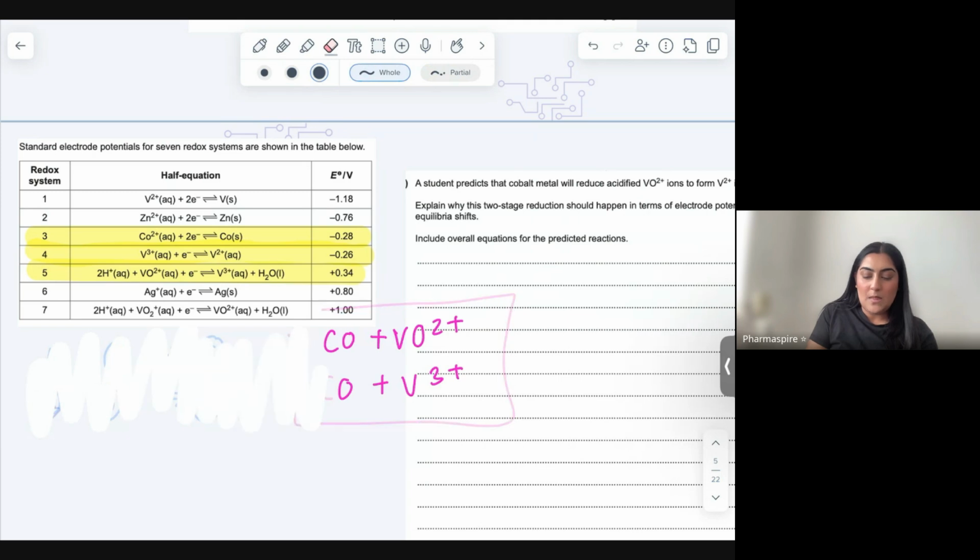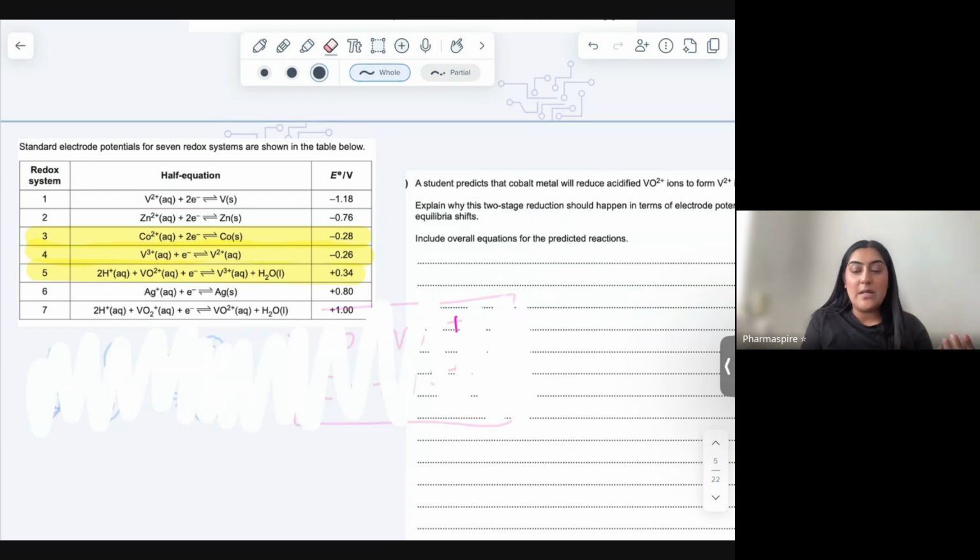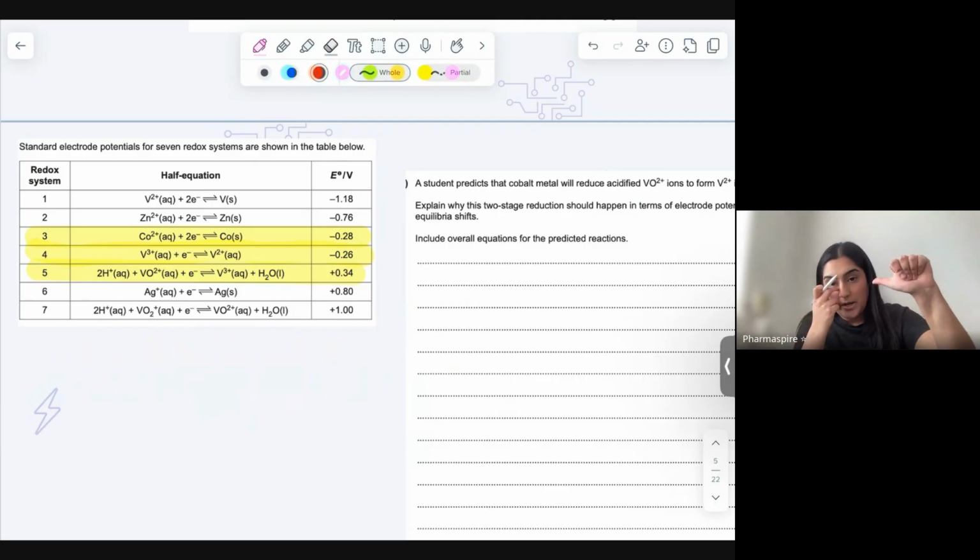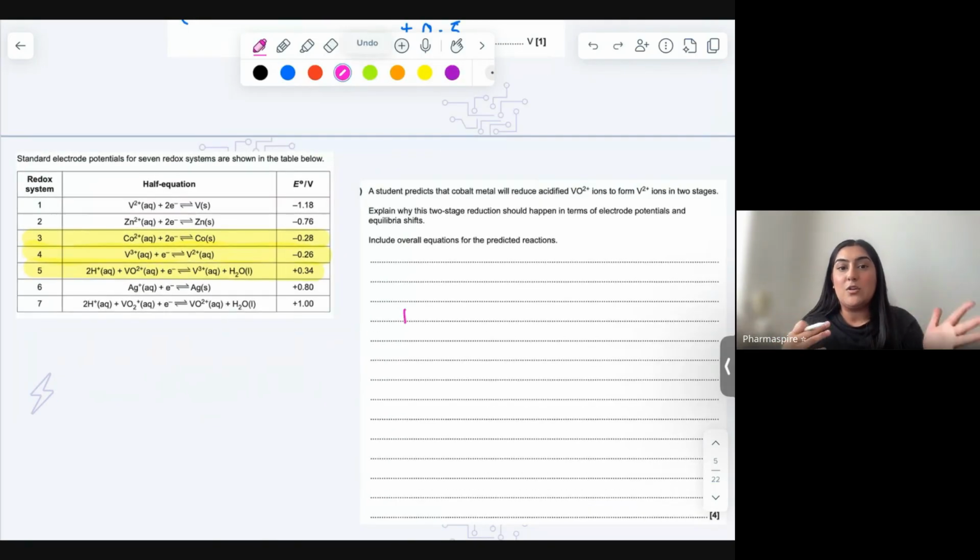Okay? So now we've got that in process. Now, where do the actual 4 marks come from? We've got 2 stages. You get 1 mark for writing one of the equations, another mark for writing the other equation, 1 mark for mentioning equilibrium, and 1 mark for mentioning the actual electric potential values. So that's the general consensus and rule of thumb for every single one of these 4 markers. So let's talk about it.